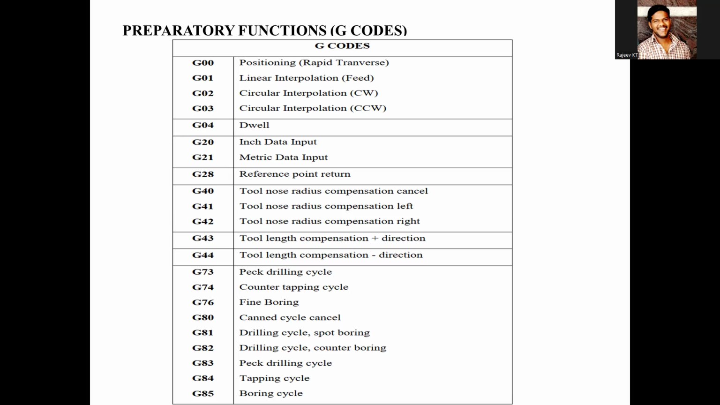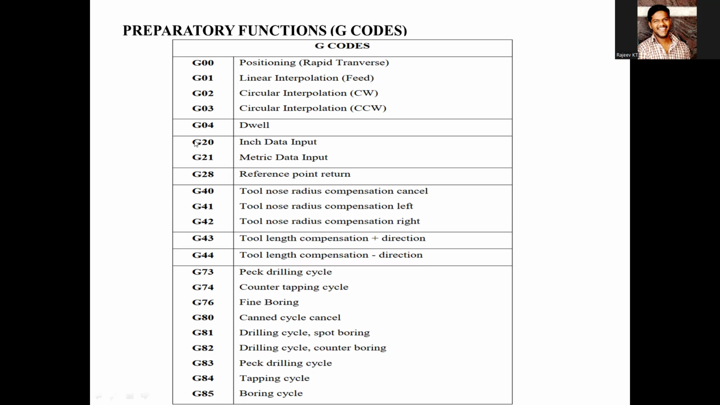G04 means dwell. Dwell means that if, at a certain point in a program, you want to give a rest to the tool, from that point it won't perform any functions. Up to that point, we check the program. The dwell means giving a certain time. That is called dwell.